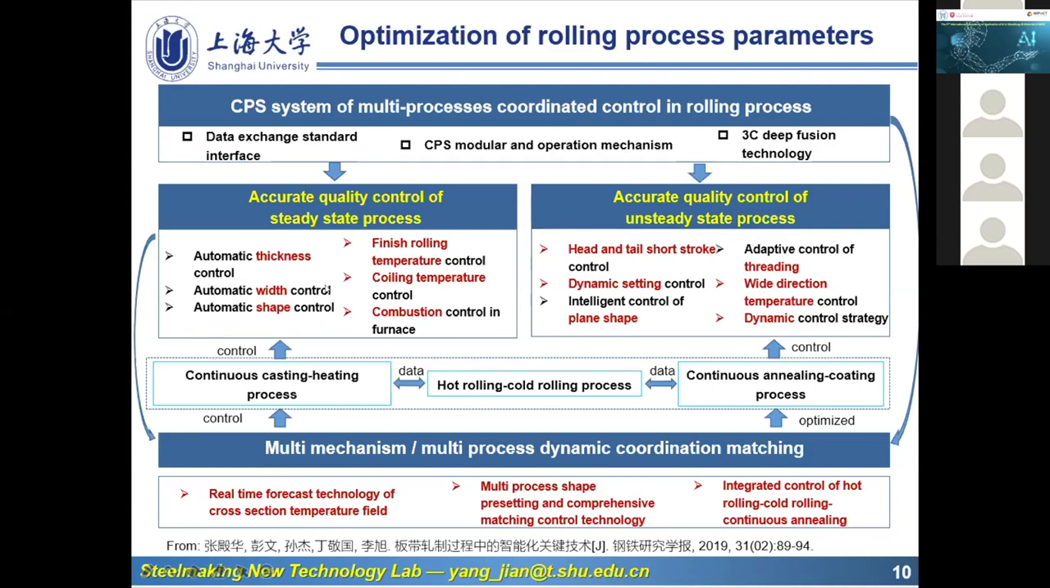For the automatic control of the cycles, for the vitreous, and for the shape, for the friction rolling temperature, for the cooling temperature, for the combustion in the furnace. And for the unsteady state process, we can also get the accurate quality control.